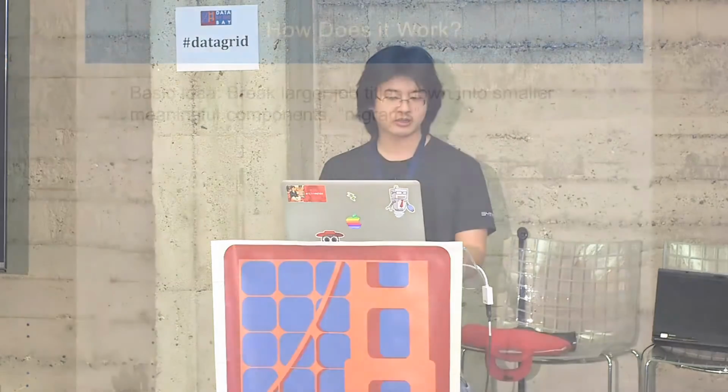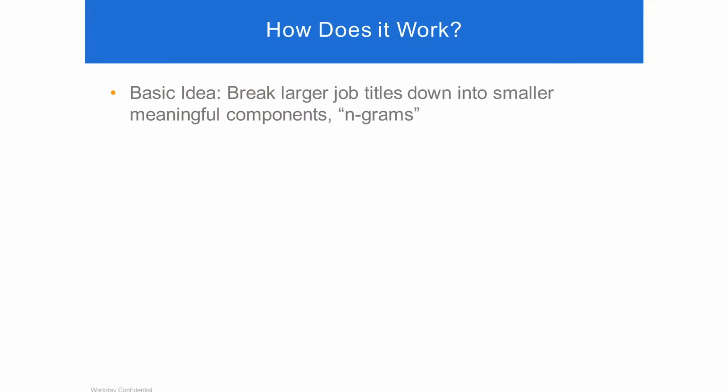So basically the basic idea is we break down these job titles into smaller meaningful components, or ngrams. So back here we were talking about job function, software development staff for each of these titles. How do we actually do that?